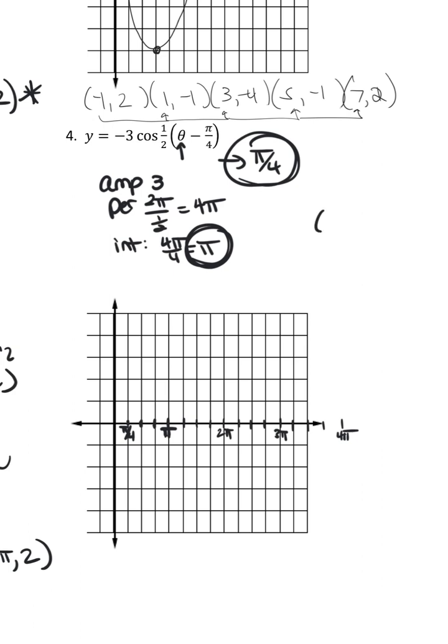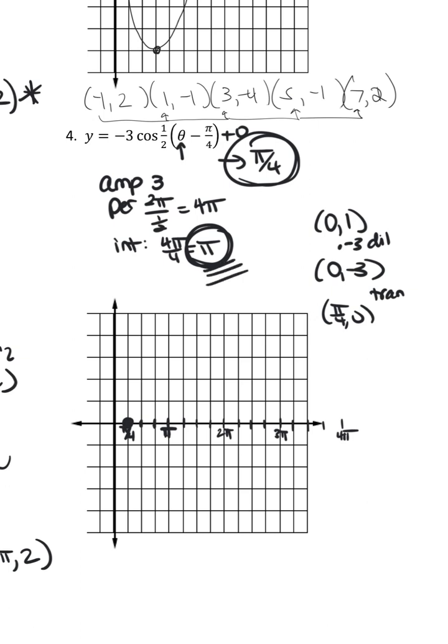Excuse me. And then cosine starts at 0, 1. Do your dilation, so multiply by -3, which puts me down at 0, -3, and then your translation. And I'm moving right pi over 4. There's no k value. K is 0, so I'm still on the origin. So it's pi over 4, comma 0. So that would put me right here. So every pi units, every 4 lines is how far apart my points need to be.